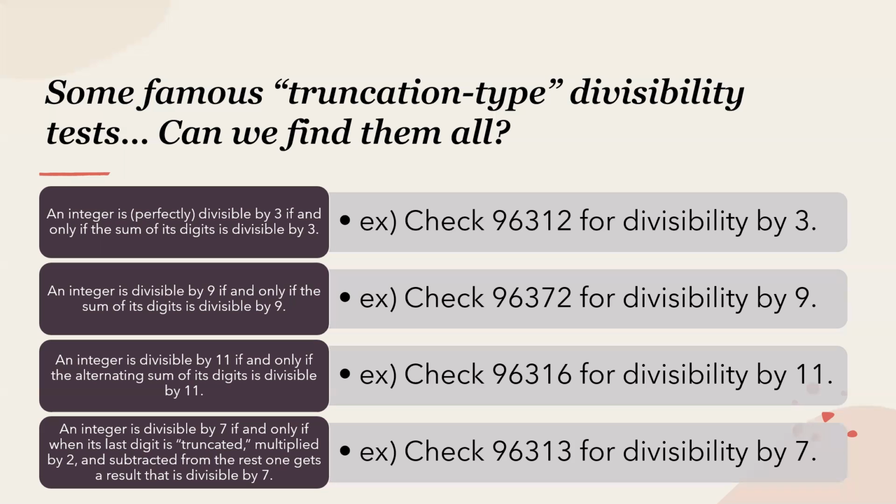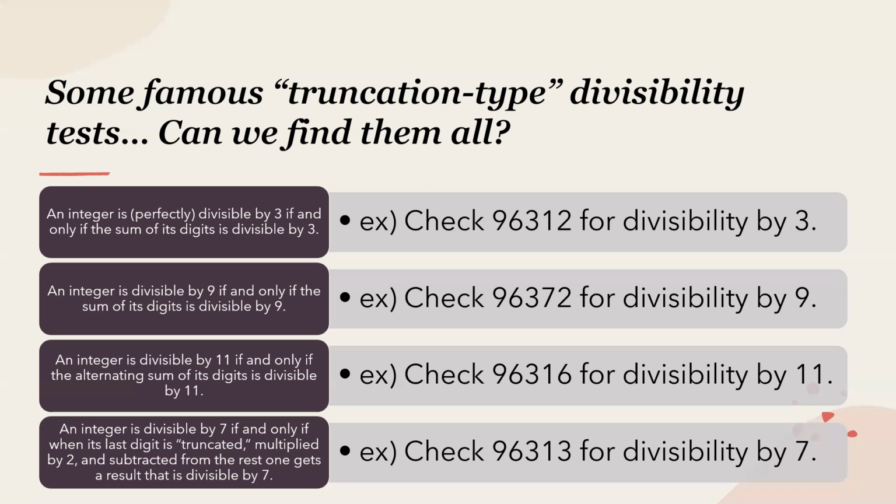Yeah. And 7 is a weird one. This is where things get sort of weird. Really, it was thinking carefully about 7 that I think was somewhat of the breakthrough that we needed. So basically, an integer is divisible by 7 if and only if when its last digit is truncated, that is, you chop off the last digit, and multiplied by 2 and subtracted from the rest, one gets a result that is divisible by 7.